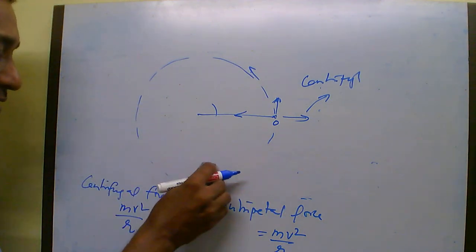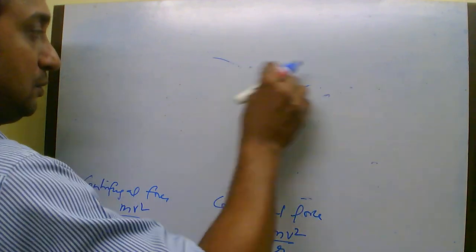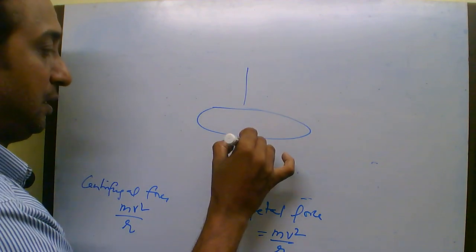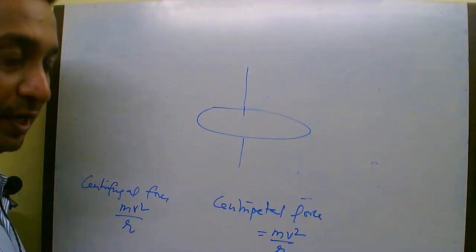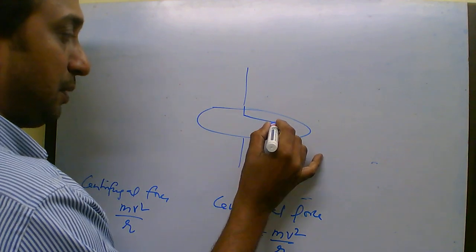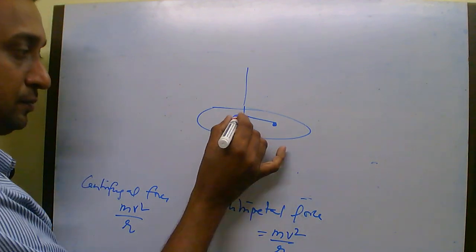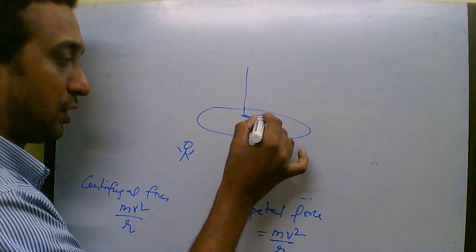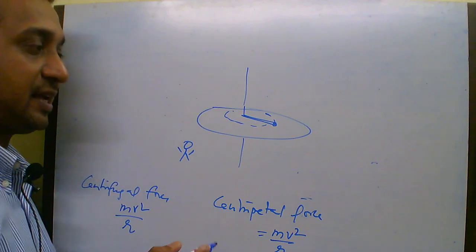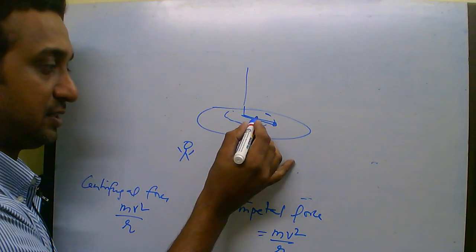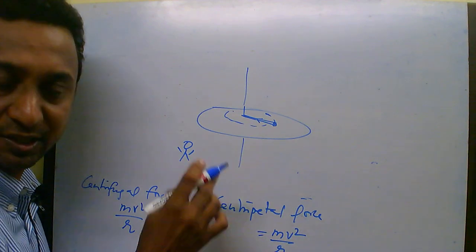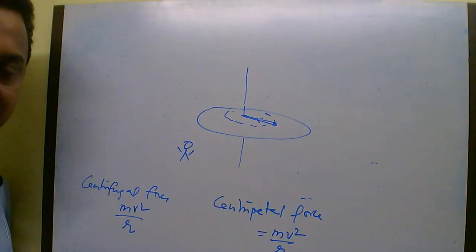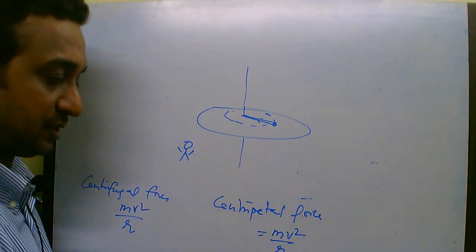Now how to visualize this centripetal and centrifugal force? Assume there is a merry-go-round, or a disc being rotated, and a body is tied to a string, and a person is standing outside and watching what is happening. So the body is taking a circular path. Why is it taking a circular path? Because a centripetal force is acting along the string. The tension of the string provides the centripetal force, and that's why the body is taking a circular path. The magnitude is mv squared by r.